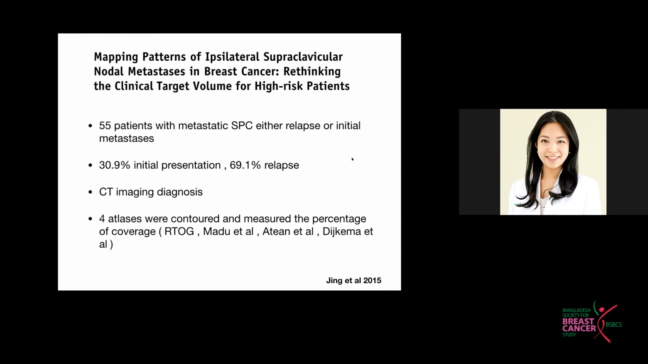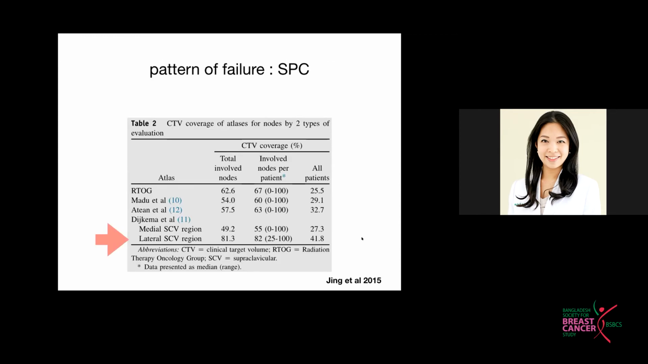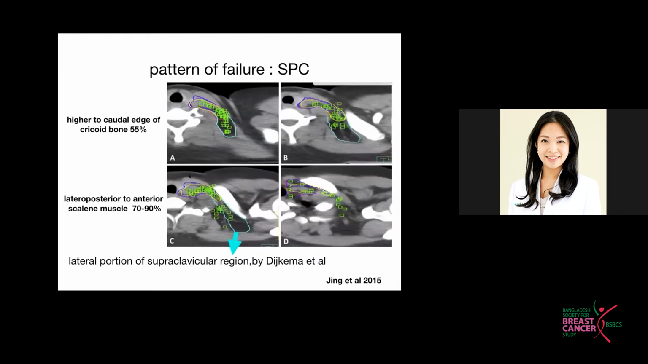Patients presented with multiple supraclavicular metastases. In a similar study of 55 patients with supraclavicular metastases, either relapse or initial metastasis, 30% presented initially and 70% were relapses. They contoured the lymph nodes in 4 volumes: arterial G, MADU, actin, and dichema. When we look at the CTV coverage, you can see that 80% of the coverage is high when we map, followed by dichema volumes, especially at the lateral supraclavicular regions.